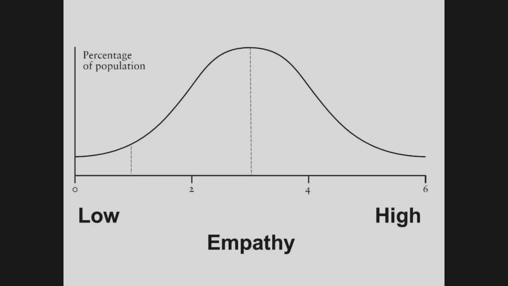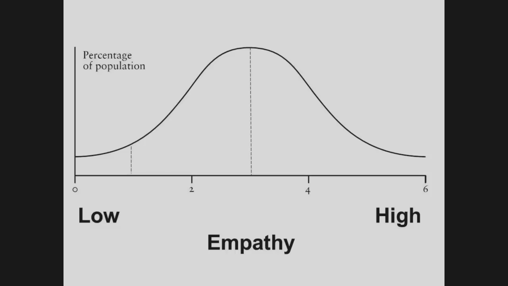Empathy isn't all or none. It comes by degrees, and there are individual differences in it. So it gives rise to the empathy bell curve. Most of us are in the middle of this spectrum with average amounts of empathy. There are some people who have above average levels of empathy.